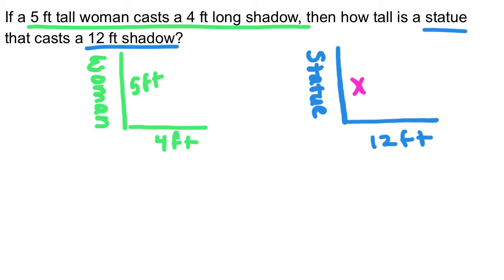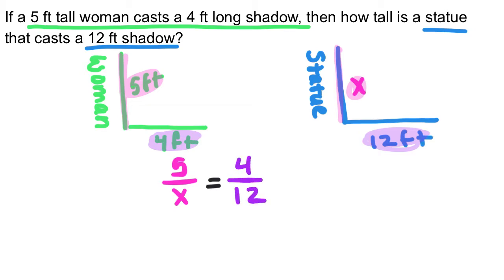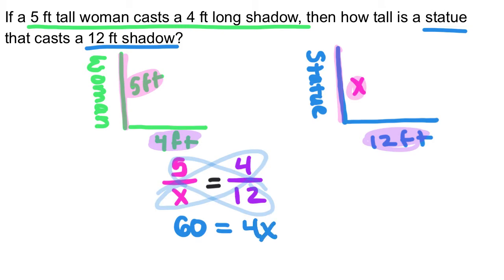So if I set up my proportion, the height of 5 feet goes with the height of x. So I could say that 5 over x is equal to the shadow of 4 feet and the shadow of 12 feet. So it's 4 over 12. Now if I cross multiply, I'll have 5 times 12, which is 60, is equal to 4 times x, which is 4x, and then you solve to get that x is 15. So your answer is 15 feet.